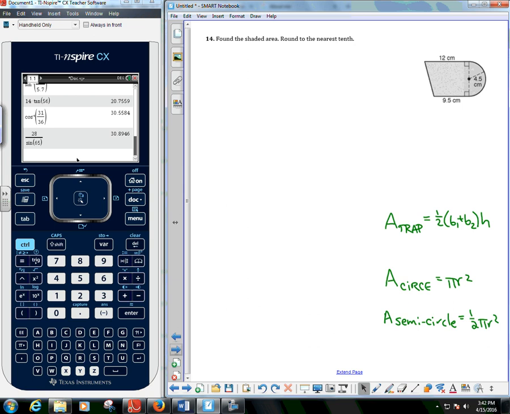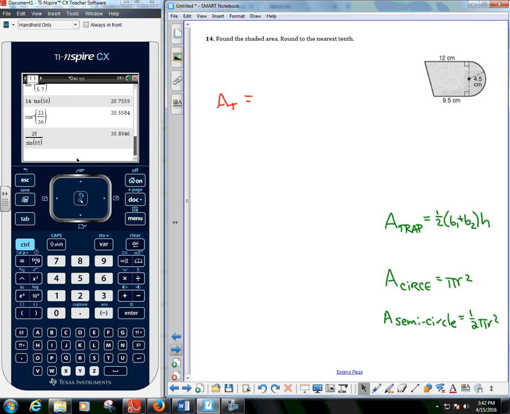This says find the shaded region. So we learned about composite areas. So I'm going to use the formulas that I know. I know that the area of the trapezoid is 1/2 the base 1 plus base 2 times the height. So let's do the area of the trapezoid.